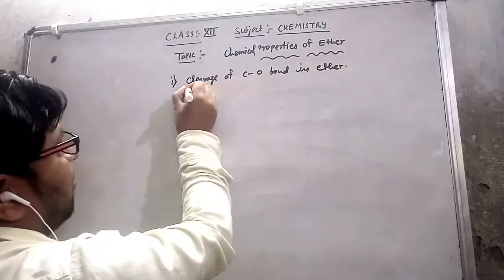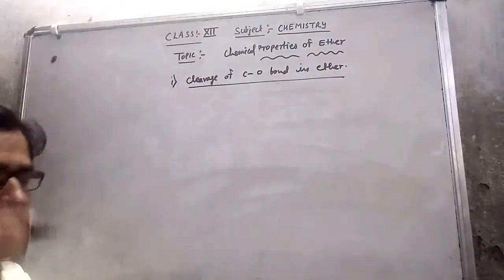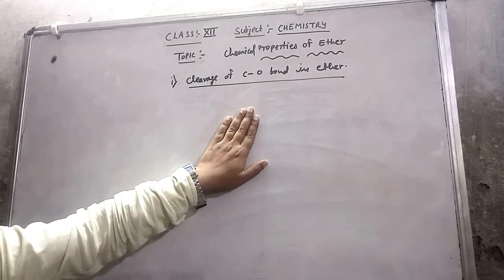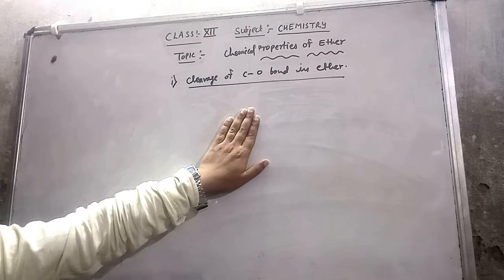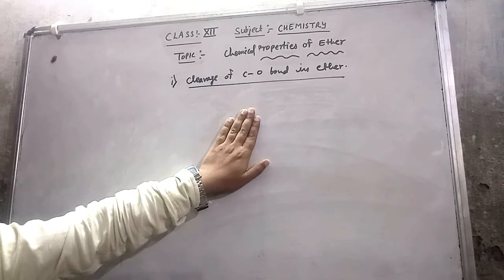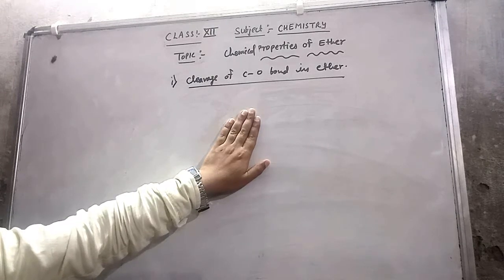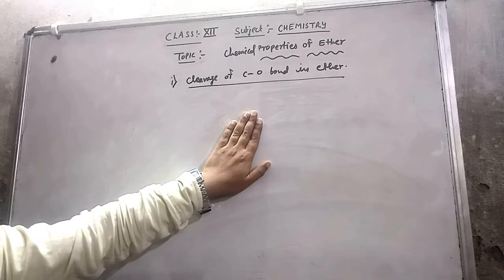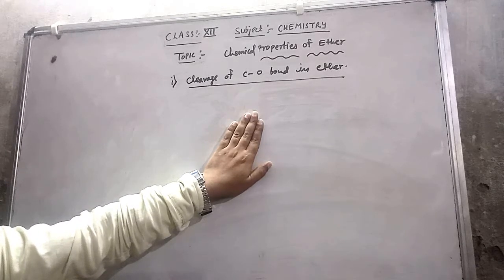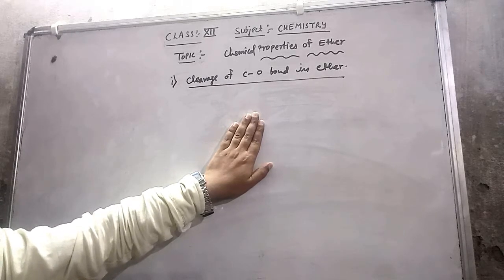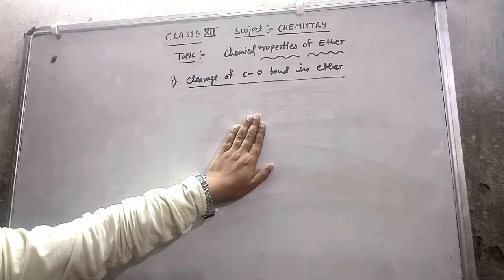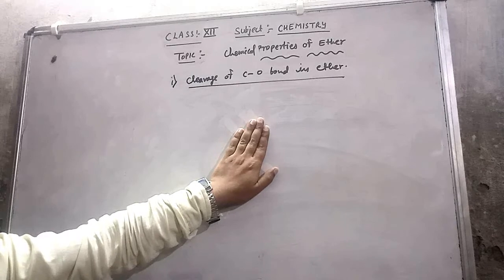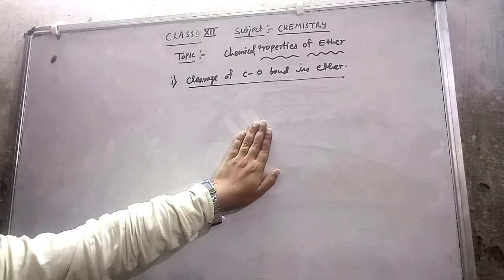Generally, ethers are least reactive. Why are they least reactive? The very simple reason is that they do not react easily; they are the least reactive of the functional groups. They will react only under drastic conditions.